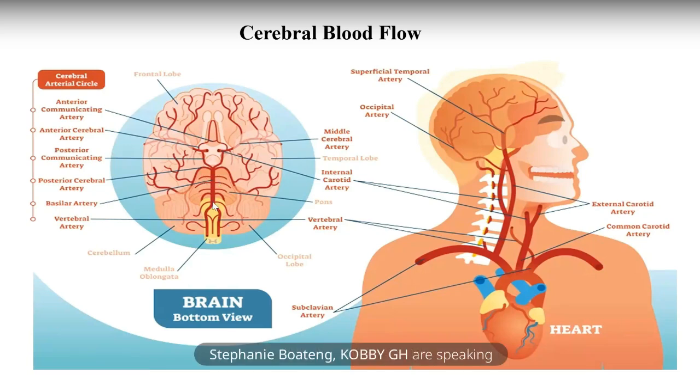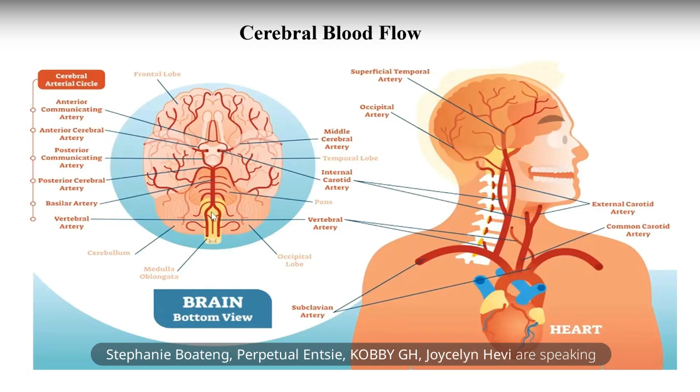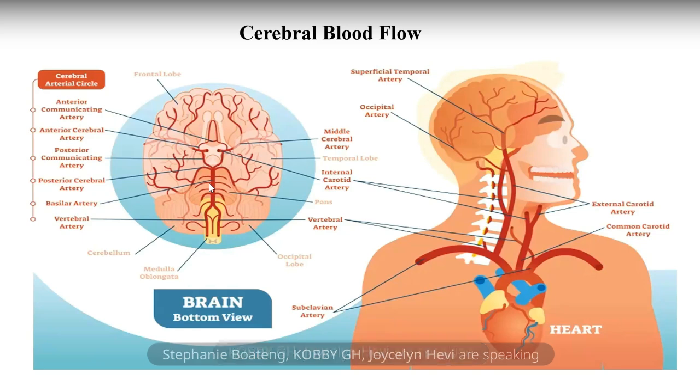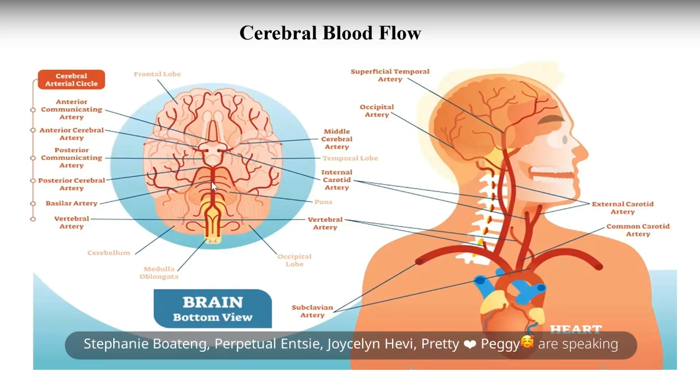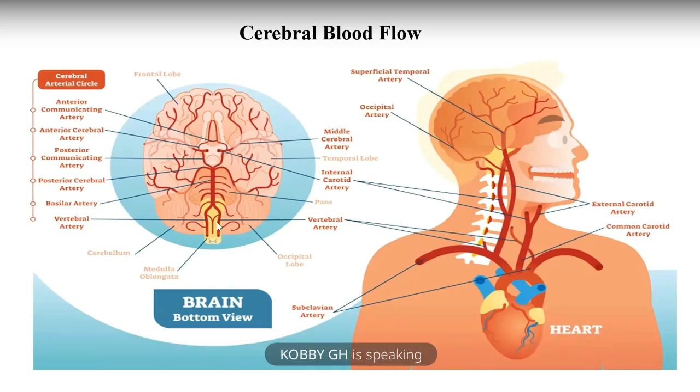Basilar artery. So the vertebral arteries, they are two. We have the left and right. They will join, then they form the basilar artery. So practically, the blood supply to the brain, we have the vertebral arteries, and then we have the carotid artery.